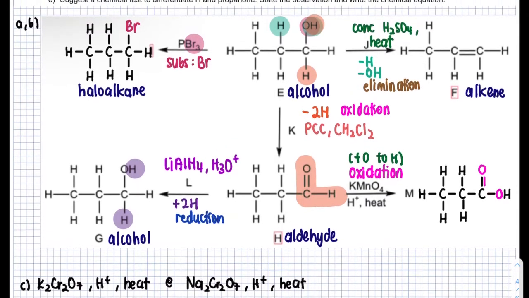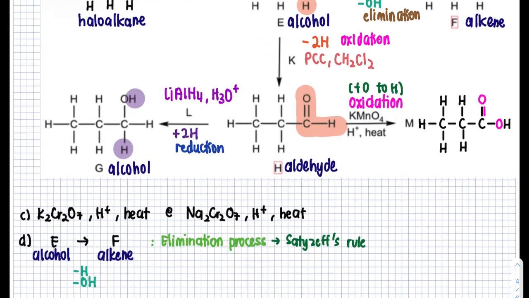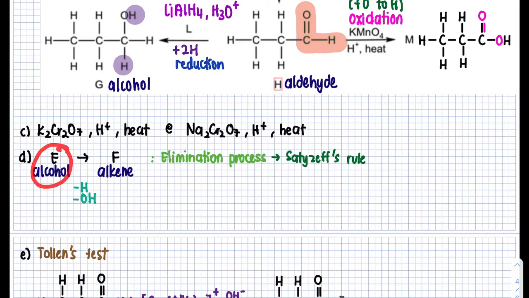Okay, next question. It asks, name the type of reaction for the conversion of E to F. E, alcohol, to F, alkene. And state the rule involved. Again, since this reaction is from our alcohol to alkene, it is an elimination process, and it will follow Saytzeff's rule. This is a revision of our alkene chapter.